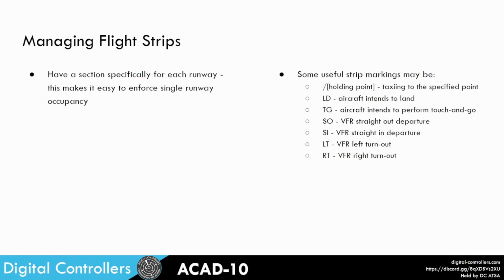Now let's have a quick look at managing flight strips as a tower controller. So when we are creating our profiles, we want to have a section which is specific to each runway. This will make it a lot easier to enforce single runway occupancy. And then on the right hand side here we have some strip markings that can be useful and are quite often used.